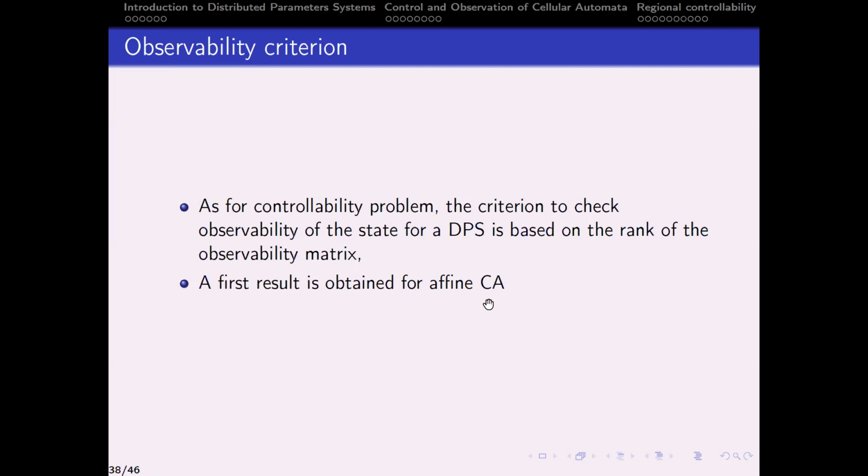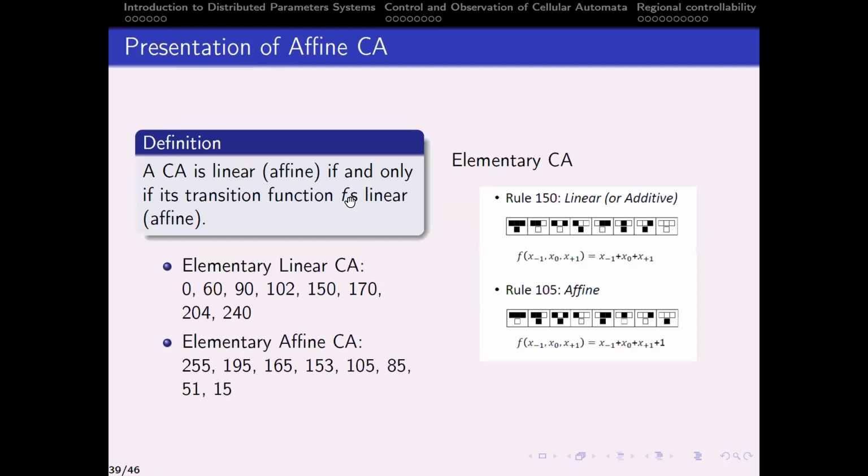We obtain here results for CA, and this is for Affine CA. What we mean by Affine CA is only linear, but we add one term. We give the elementary linear CA and elementary Affine CA, and we can have an Affine CA by adding a term, and we can obtain a linear CA.